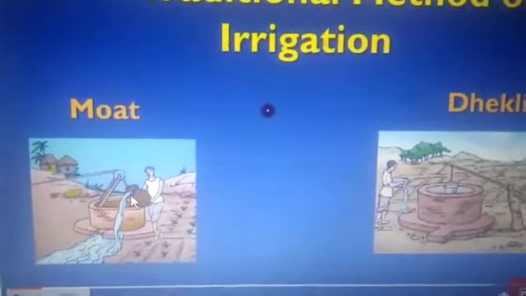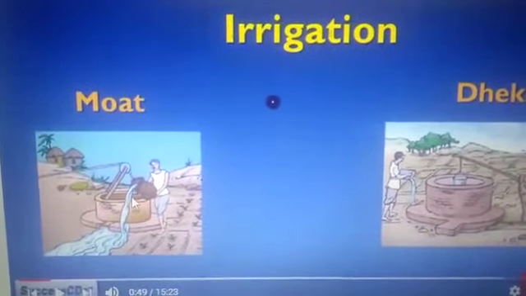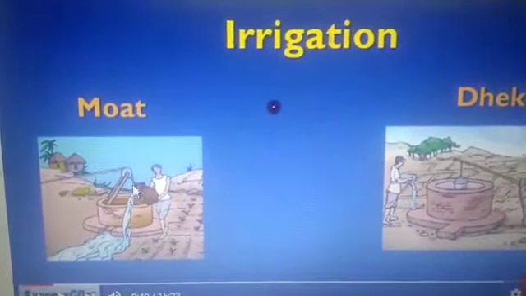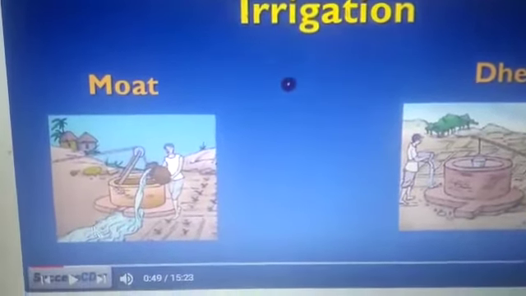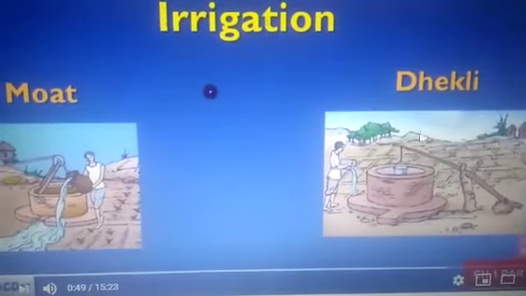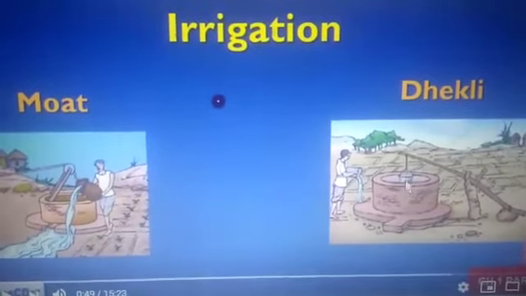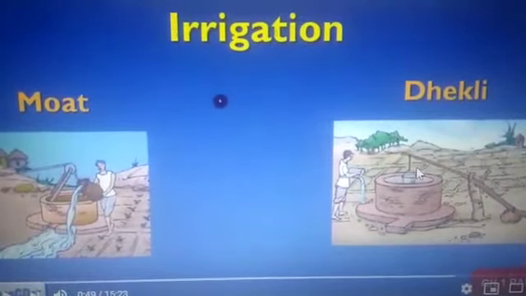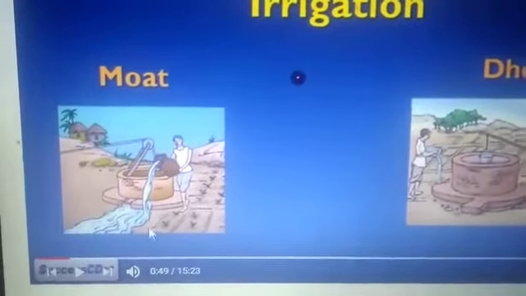In this moat, we use a bucket and this is a well, and water is pulled out from the well manually and supplied to the plants. This is dekli. In this arrangement, a rope and bucket are used and water is pulled out through this rope and supplied to the plants, and this is called dekli.